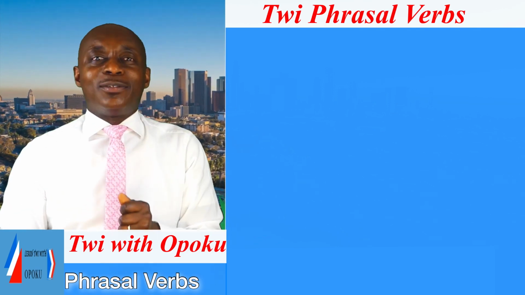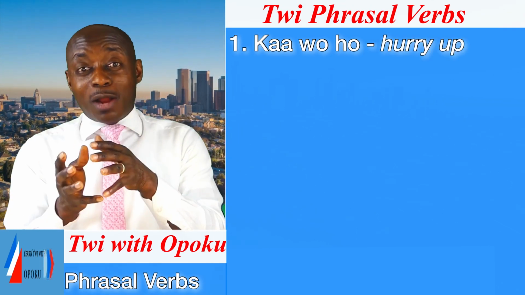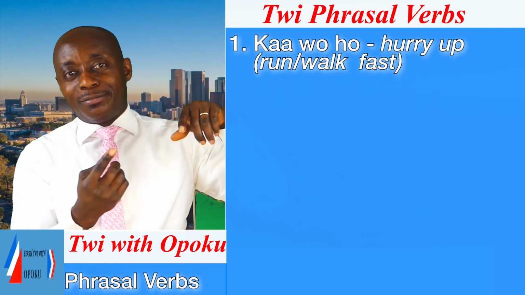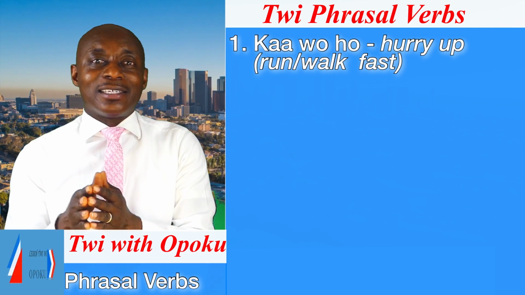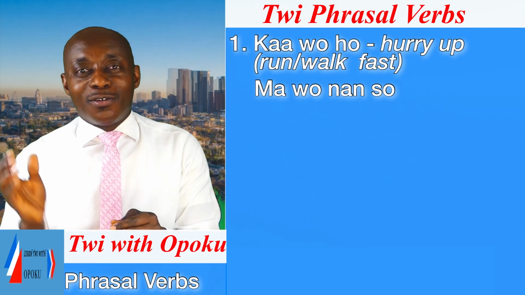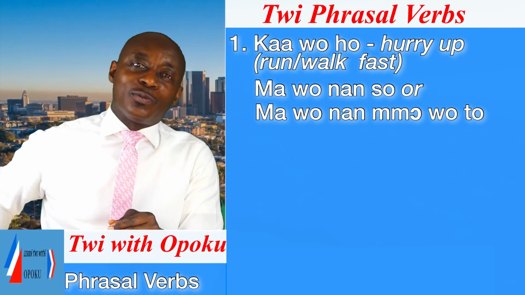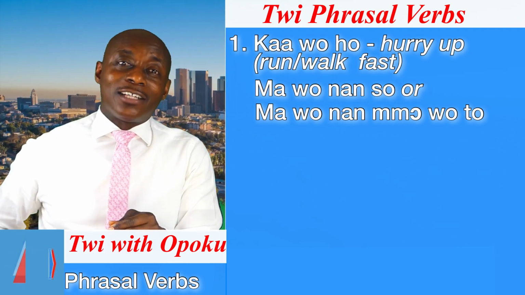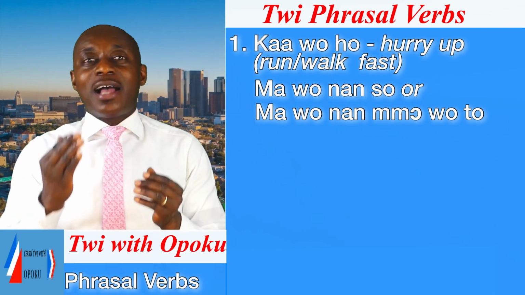So, what have we learned? We have learned kaunho. That means hurry up. But this one, we use it to refer to what? Somebody walking or running. And the phrasal verbs that we can use in this instance are mawananso, run fast or walk fast, or mawanai moto. Literally, it means let your foot or your leg touch your buttocks. However, they all mean run fast, walk fast.